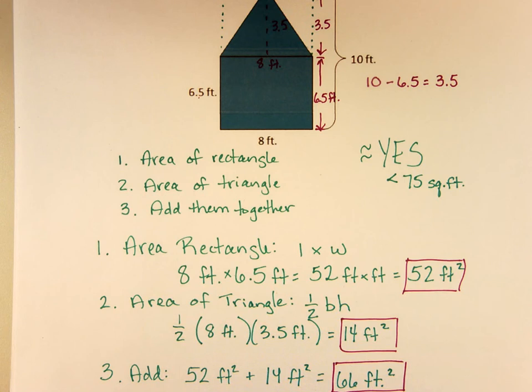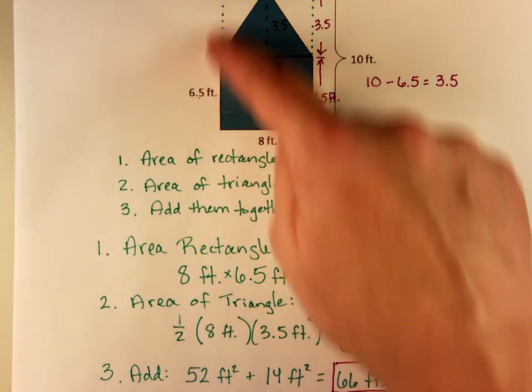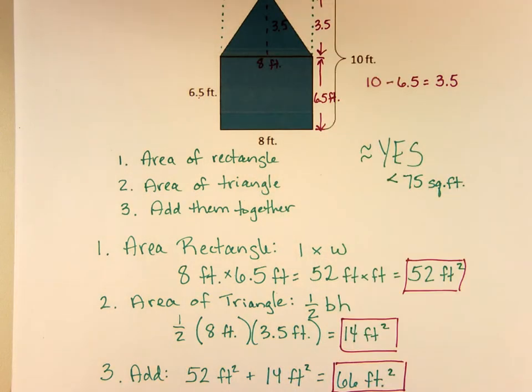So did we answer the question? Yes, he is able to put a coat of paint on the back of his shed because he doesn't need to use up to 75 square feet. He only needs 66 square feet. Did we meet our estimate? We did. We also said yes because it made sense when we figured out the area of the entire rectangle here. Great job.